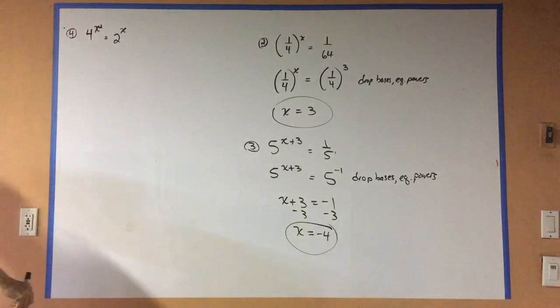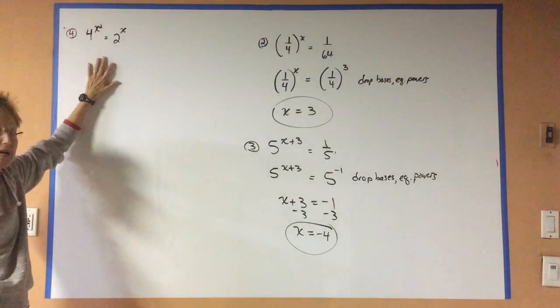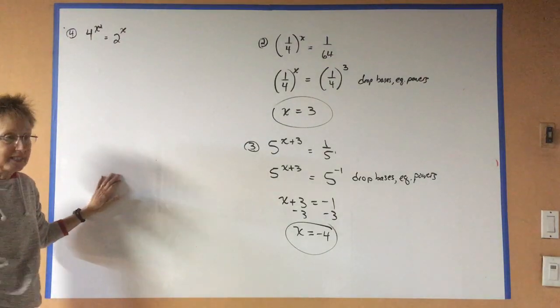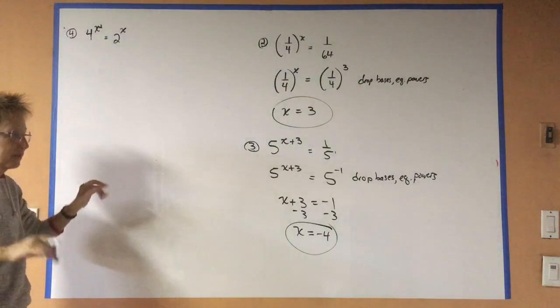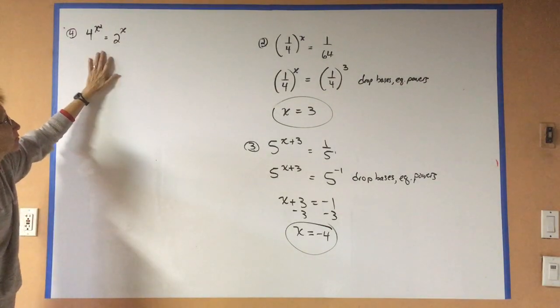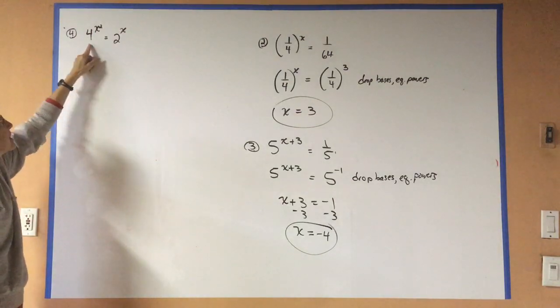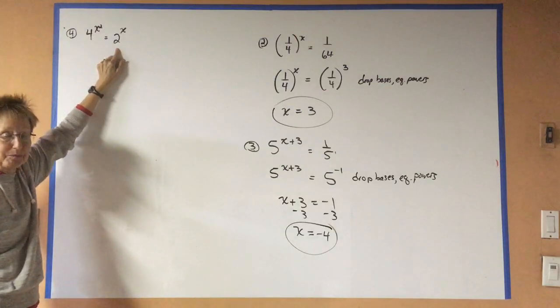This one says 4 to the x squared equals 2 to the x. What kind of an equation do I have? Exponential. The unknowns are all in the exponents, and all it takes is one unknown to be in an exponent to make it exponential, so to speak. So it's an exponential equation. I'm going to try and create same bases. The base here is 4. The base here is 2.